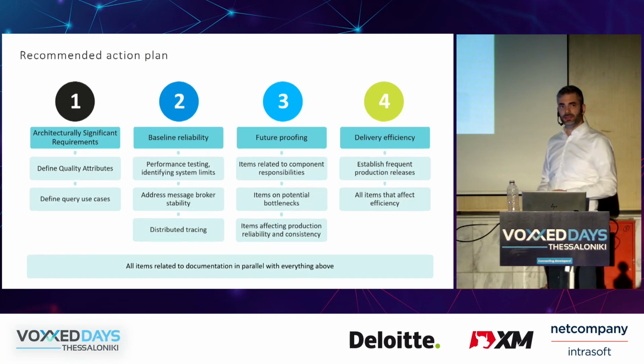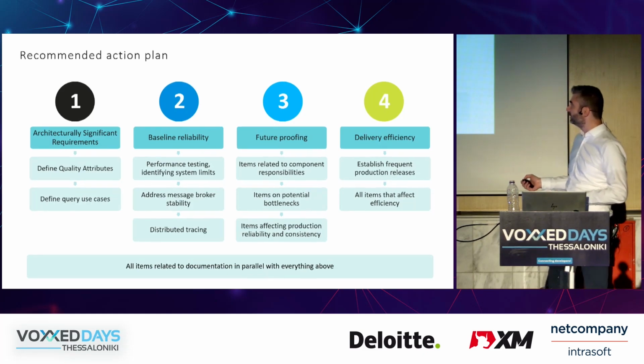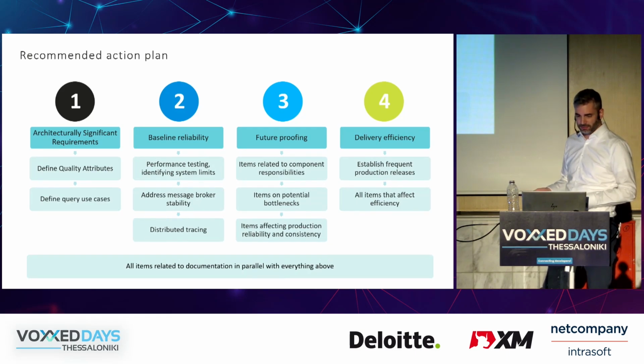Number two, you need to make the existing system, the baseline, reliable. First, you need to finish performance testing to find out the limits of the system. You need to address the issues with the message broker, and you should probably add distributed tracing.